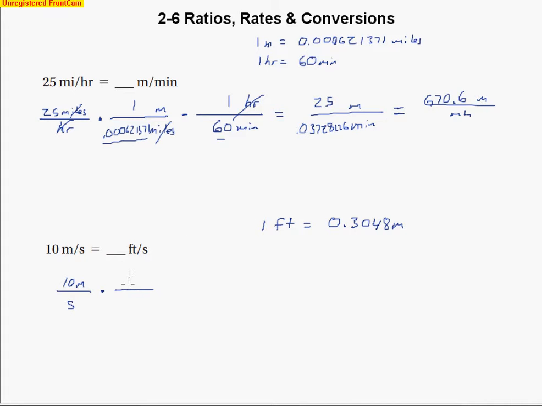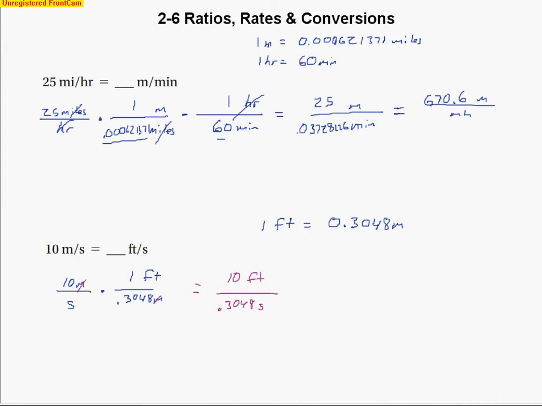So I'm going to try to cancel out meters. So I'm going to put the 0.3048 meters on the bottom of the fraction, 1 foot on the top of the fraction. And see, what will happen is the meters will cancel out, leaving me just with feet per second, which is what I want. And so all I have to do is do that division. 10 feet per 0.3048 seconds.